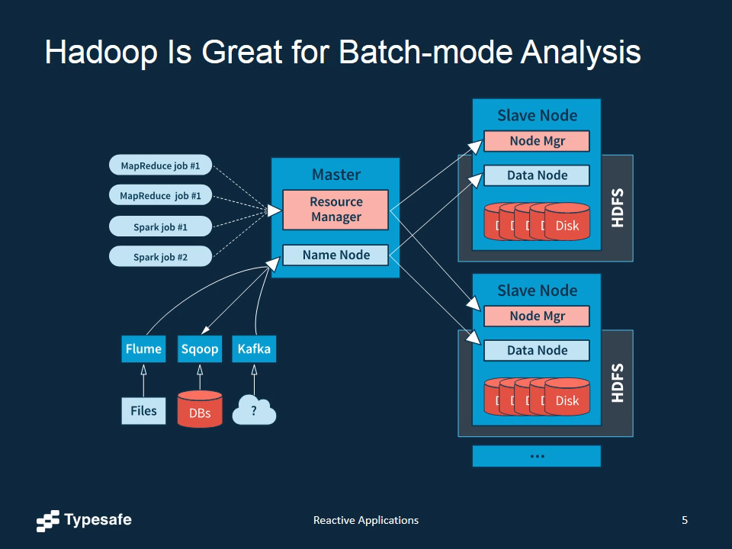On the left-hand side, the sort of circular bubbles are the user submitting jobs written in MapReduce or written in Spark. We'll see that Spark is essentially a superset of functionality that MapReduce provides. Those are submitted to some sort of master resource manager. That resource manager then breaks down the job into various tasks. These are typically individual JVM processes, and they're distributed to slave nodes around the cluster. Of course, I'm only showing 2 nodes here, but it could be even thousands of nodes.